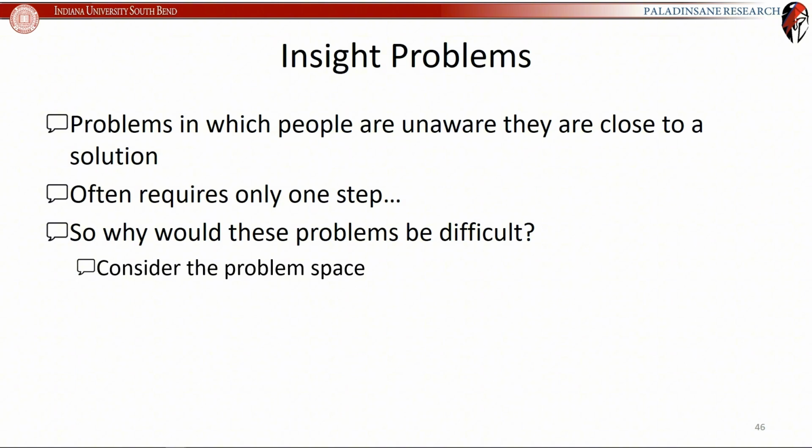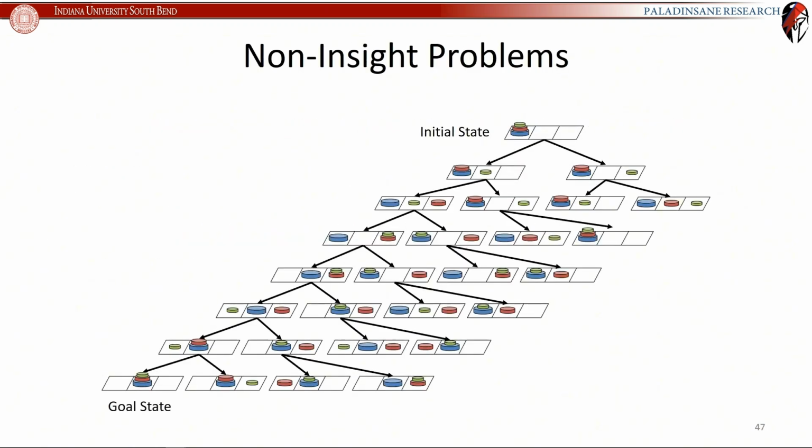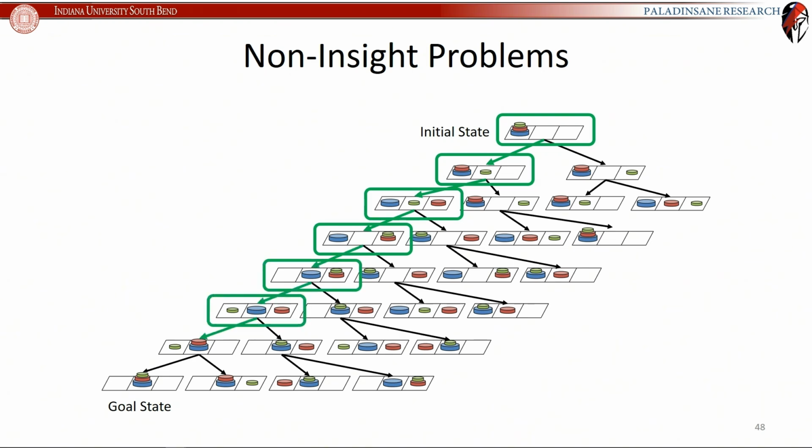Well, let's take a look at the problem space for an insight problem. And what does that look like? Non-insight problems have problem spaces that look like this. And this is the reason why, as you work on a non-insight problem, like the Tower of Hanoi or the Orcs and Hobbits problem, you know that you're getting closer to your solution. You feel like you're moving through the problem space because there's space to move. There are intermediate states that you can go to and recognize that you are no longer in your initial state and you're closer to your goal state.